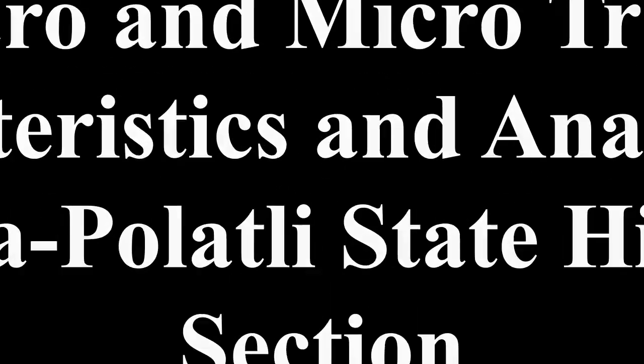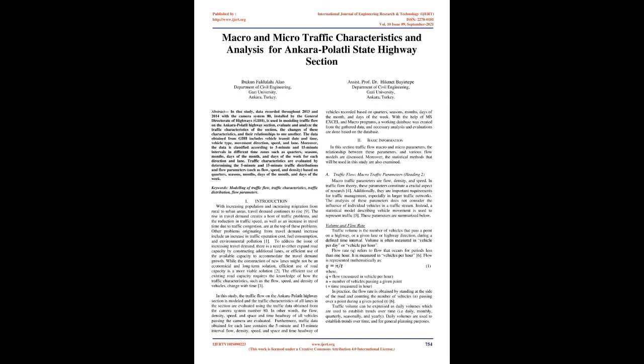Macro and micro traffic characteristics and analysis for Ankara-Polatli State Highway section. Abstract. In this study, data recorded throughout 2013 and 2014 with the camera system 80, installed by the General Directorate of Highways, GDH, is used in modeling traffic flow on the Ankara-Polatli Highway section, and to evaluate and analyze the traffic characteristics of the section, the changes of these characteristics, and their relationships to one another.